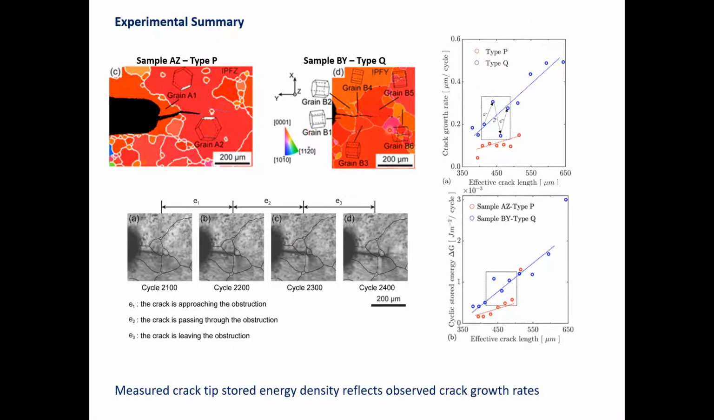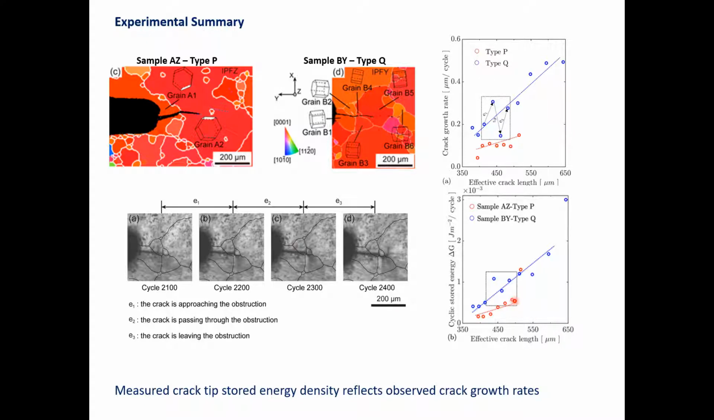So this is the experimental data that we discussed earlier, showing the high rate of growth for sample Q, or BY as it's called here, and the lower rate of growth for the more ductile sample, AZ or P. And then I'm plotting the same sort of data on the bottom, except this is for cyclic stored energy density, delta G, plotted up again against effective crack length, same scale as above.